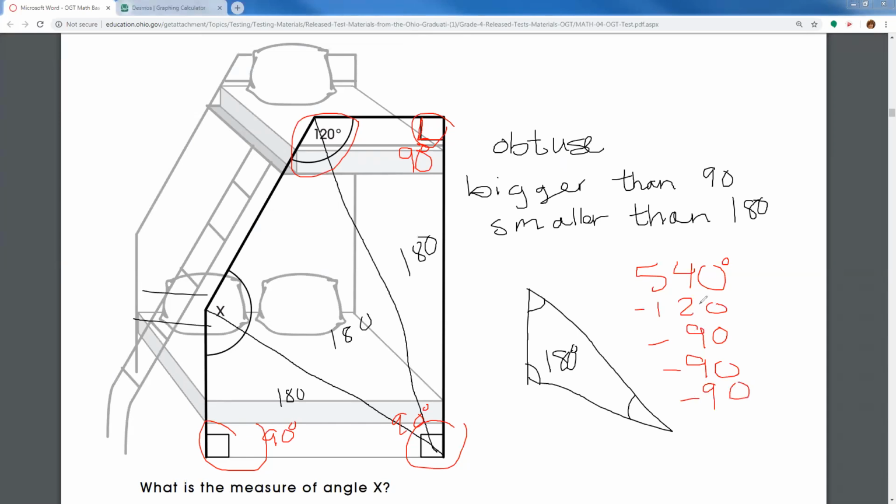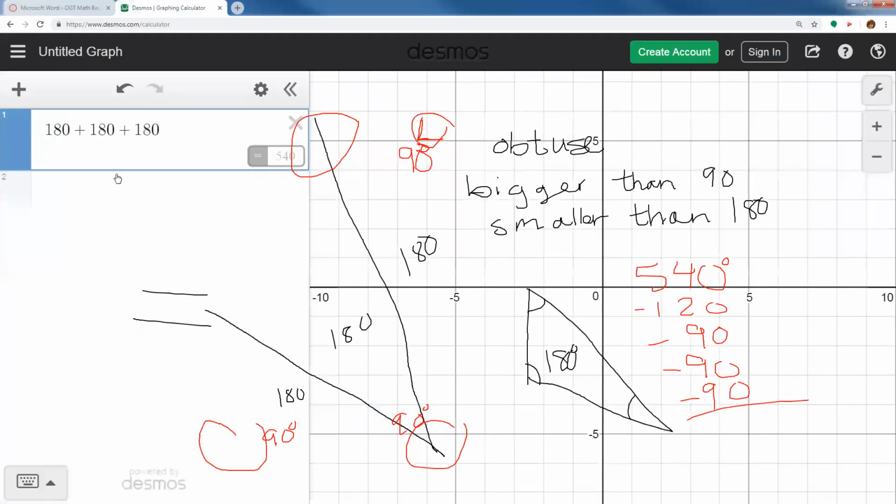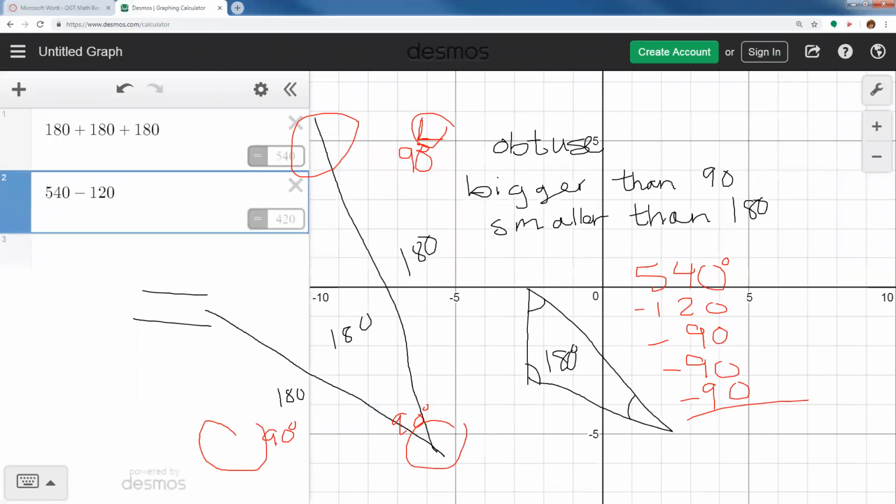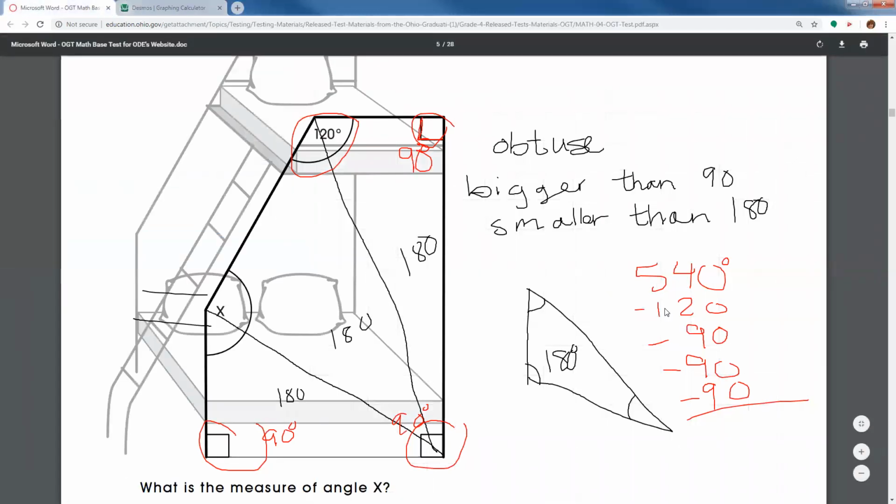We do this process a lot in triangles. They'll give us 2 and we find the third. This time we're just doing it with more angles because the shape is bigger. So 540 minus the 120, minus the 90, minus the 90, minus the 90. 150. So 150 is our final answer.